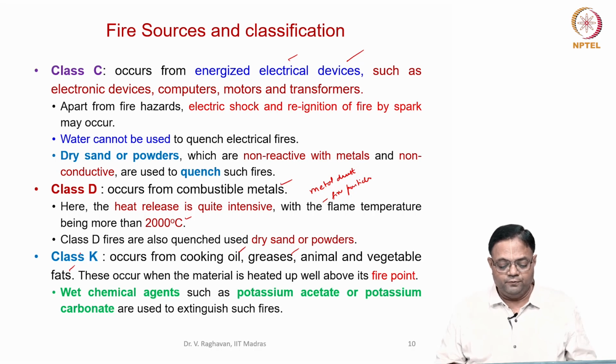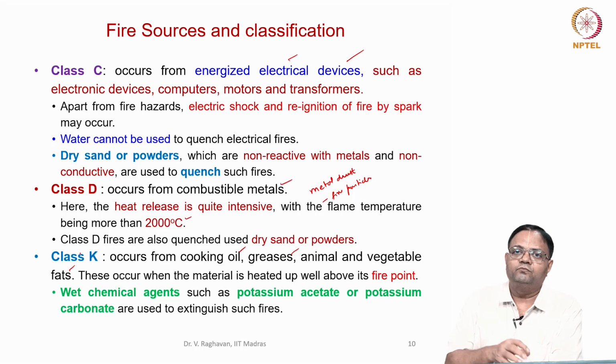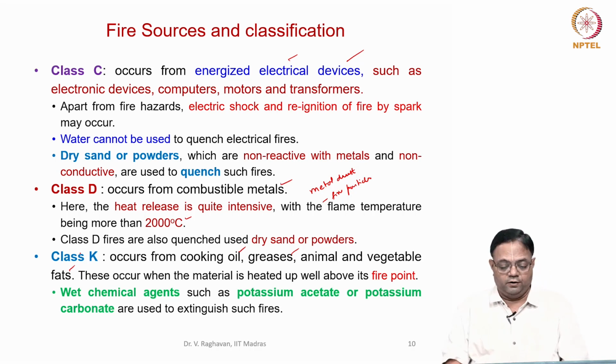Class K fires are, for example, from materials which we should handle carefully. These are domestic fires basically, which can be avoided. Cooking oil, greases, animal and vegetable fats.